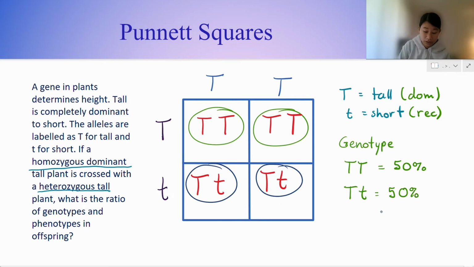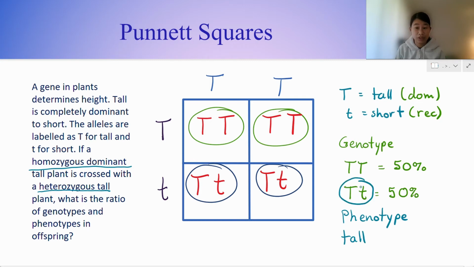Now let's find the phenotypic ratios. So we ask ourselves, for this genotype, what will that phenotype be? Well, we know that if we have 2 large T's, the phenotype will be tall. If we have a genotype of capital T and little t, we know that that phenotype will also be tall. So all of them are going to be tall. 100% of the offspring are going to be tall.